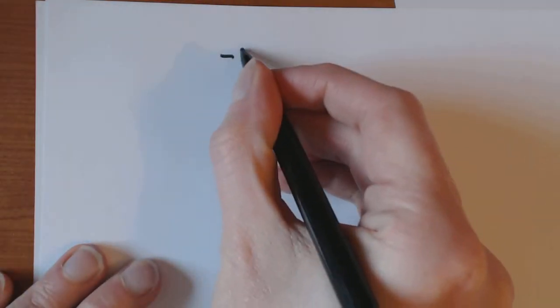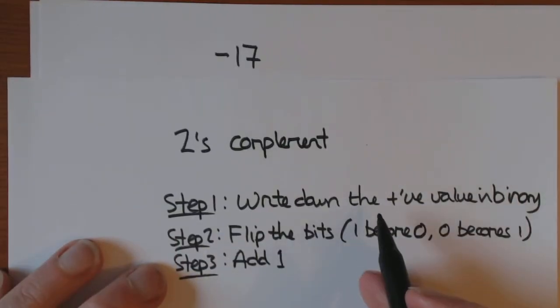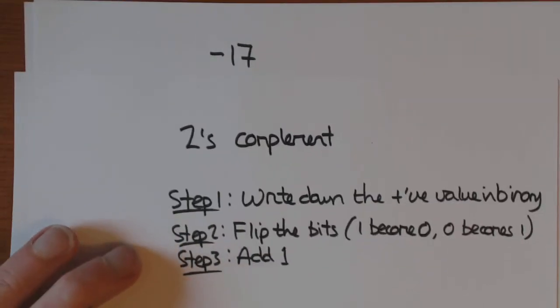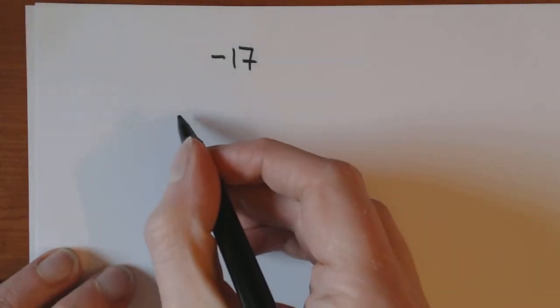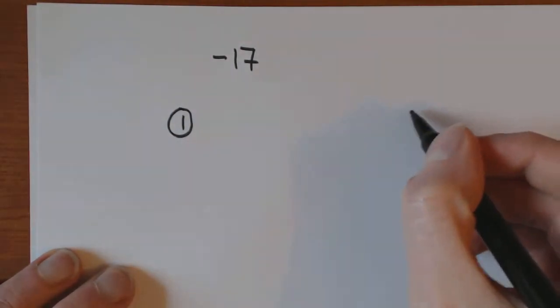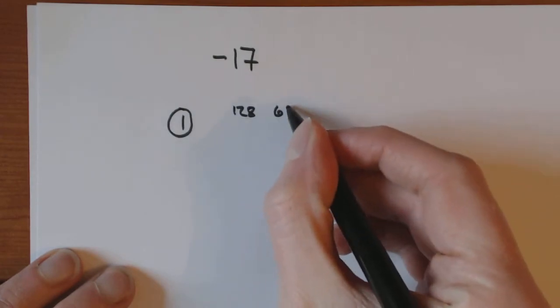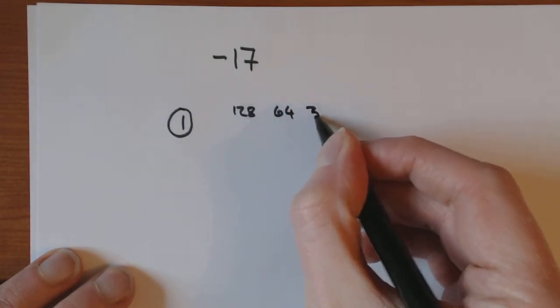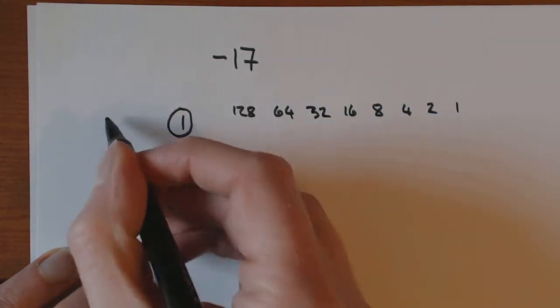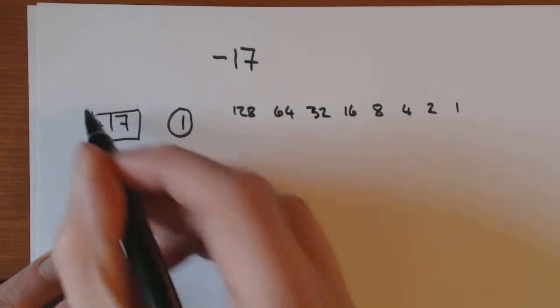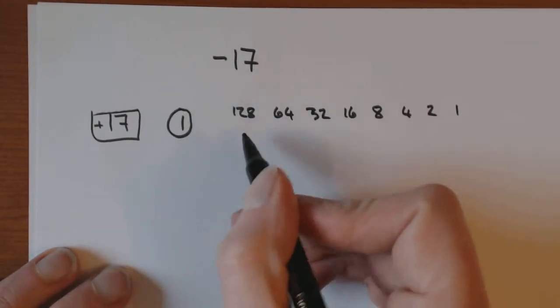So, first example is going to be minus 17. The first thing we have to do is write down the positive value. We have to find out what the binary of 17 is. So that's your first step. What you would do is write this wee key up the top, and we're trying to find the positive 17. Then you just see what goes into what.